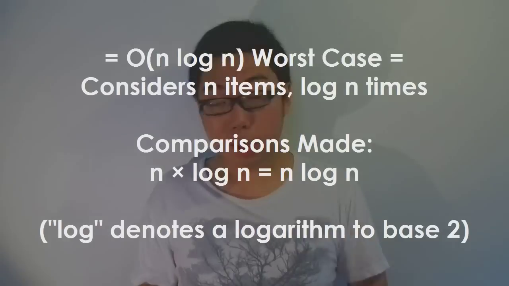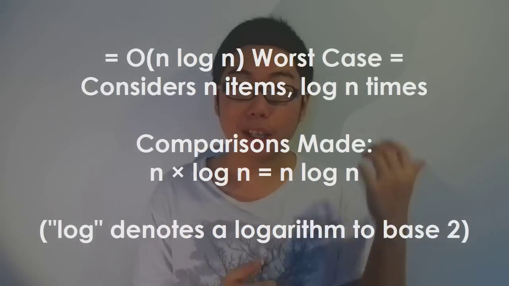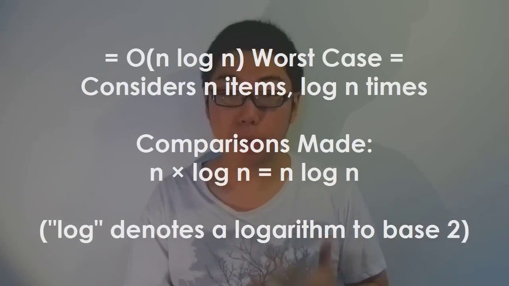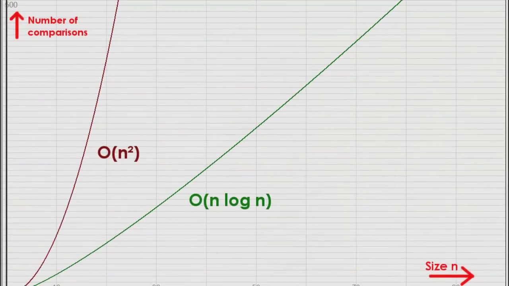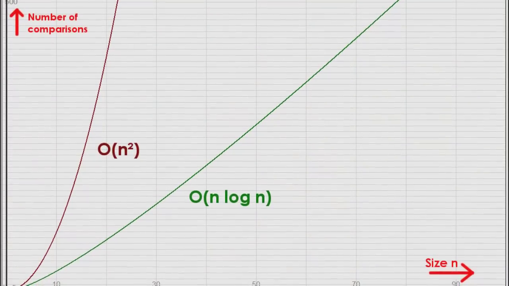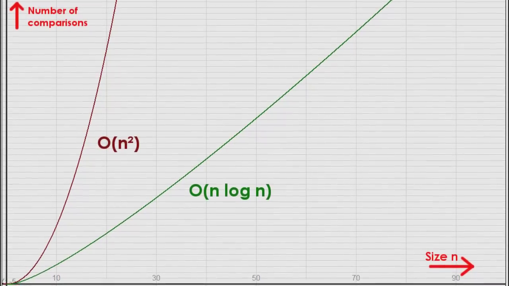Conversely, for an n log n algorithm, things are a little bit better. Since we are only looking at n items log n times, essentially we make far fewer comparisons with an n log n algorithm. This is especially significant when n is large. As n gets larger, n squared gets much larger, whereas n log n grows slower.